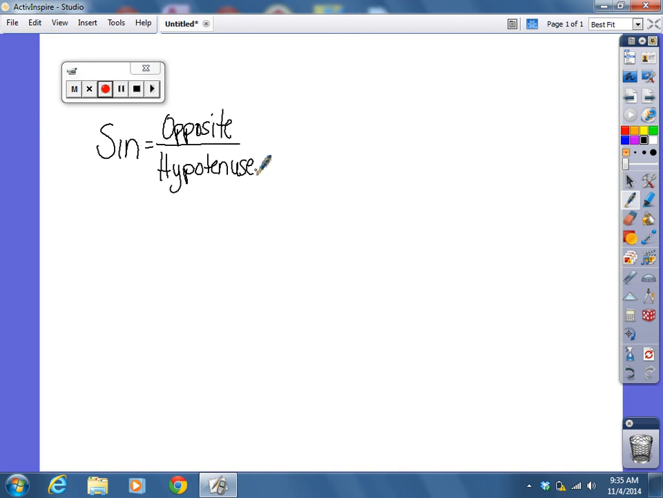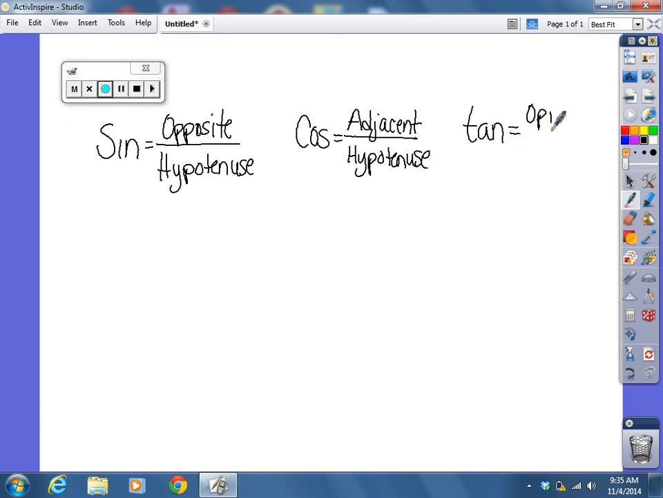And then you have cosine. Cosine comes around, that would be adjacent here. Comes around here, so that's hypotenuse. And then you have tangent. Tangent comes around here, tripping on, so that's opposite over apples, adjacent.